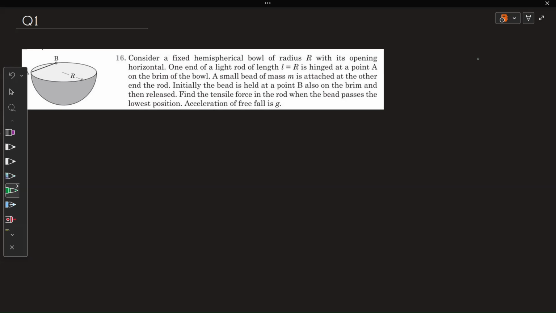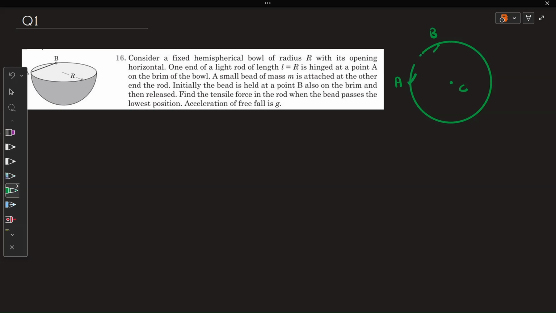Now, A and B are in the same horizontal plane. That is the top brim of the hemispherical bowl. Okay, let's imagine this setup or redraw the setup here. Now I am drawing the top view. In this top view, point A is somewhere here, and let this be the center of the hemispherical bowl. Now, point B is around here. Now I am connecting A and B.